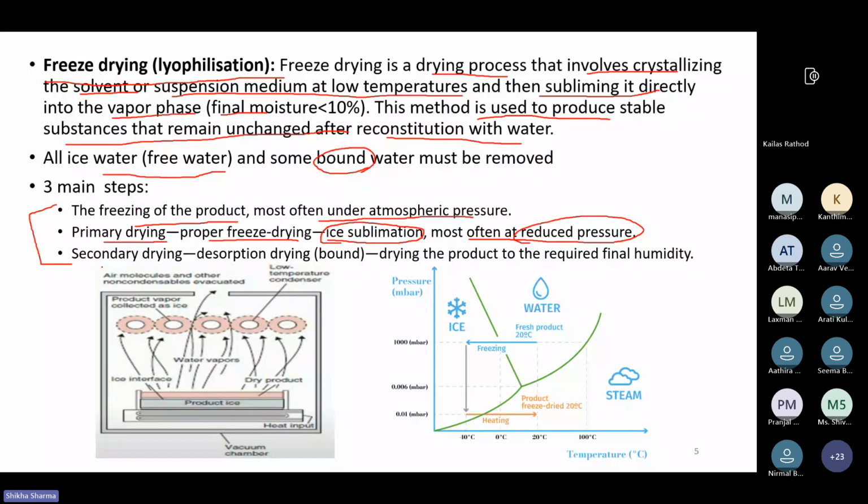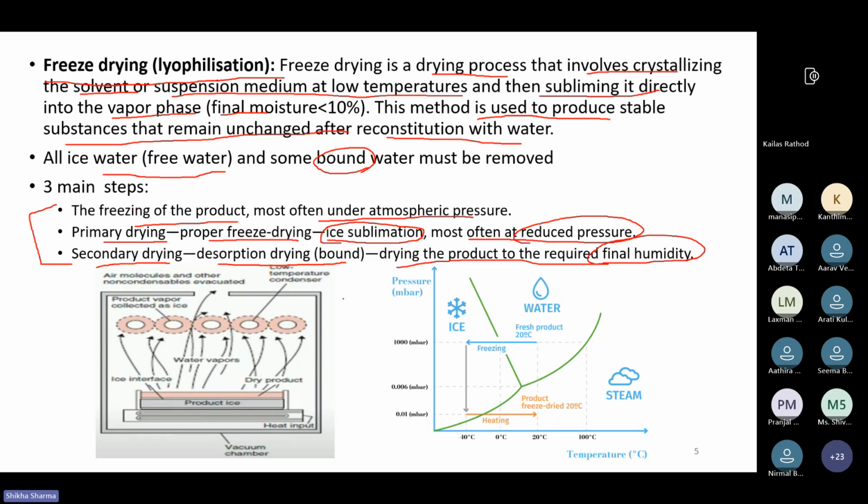water from the product. Then secondary drying happens after that. In that, desorption drying is the method the food product follows after proper freeze drying, in which mostly the bound water is removed from the food product, and the final moisture content or final humidity is achieved, or final drying is achieved.